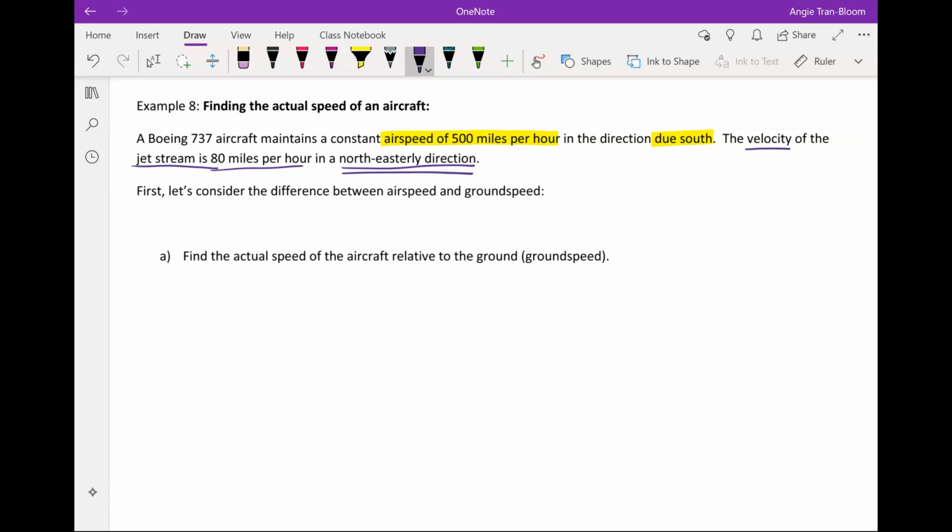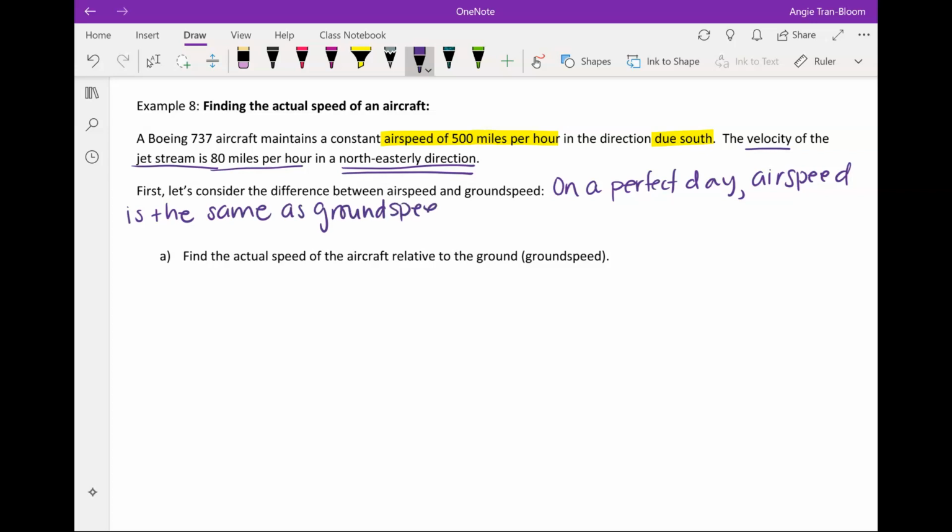So the difference is this. On a perfect day, airspeed is the same as ground speed. So on a perfect day, these two would be identical. That means there's no wind. But most of the time when you are flying an airplane, you're gonna have either headwind or tailwind, so some sort of wind.